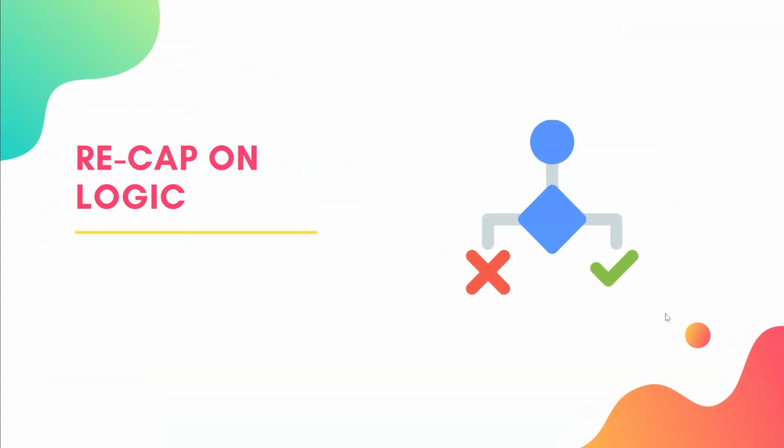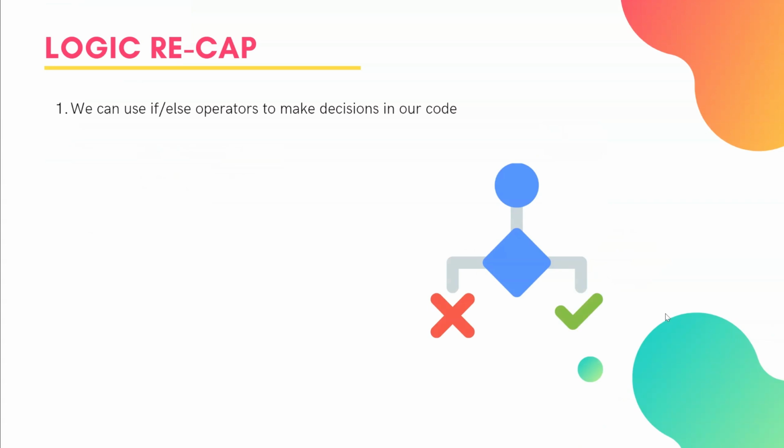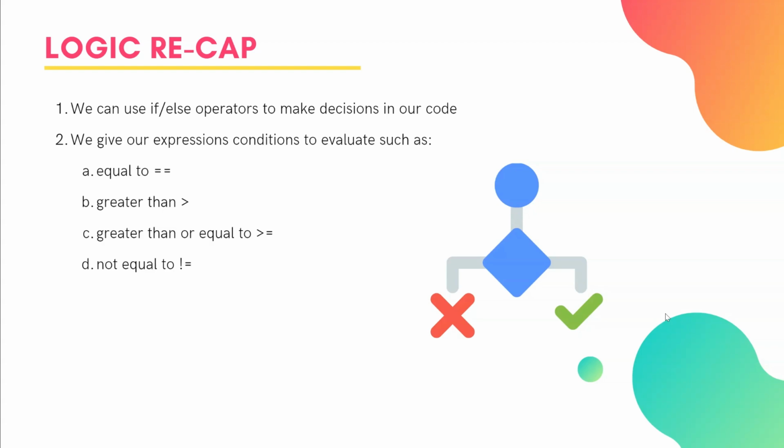So first, we'll do a quick recap of last lesson, where we covered logic. We can use if-else operators to make decisions in our code, and we can give our expressions conditions to evaluate true or false. So we can use the equal to with two equal signs, the greater than sign, or the less than sign. We can use the greater than or equal to, combining the two there, or you can use the not equal to.